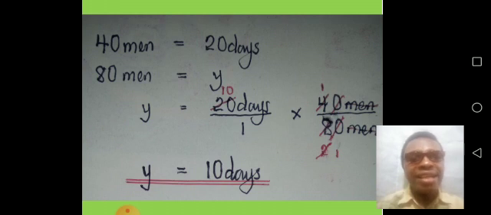That is 10 days. So you notice that if few men want to do a work, it will take them a long time. But if there are so many, it will take them fewer days. And so if you want to do a work, if you are many, it will take you fewer days. But if you are few, it will take you longer days. And this is indirect proportion.